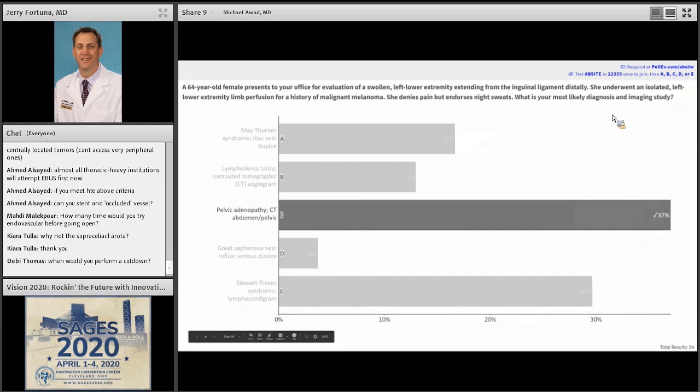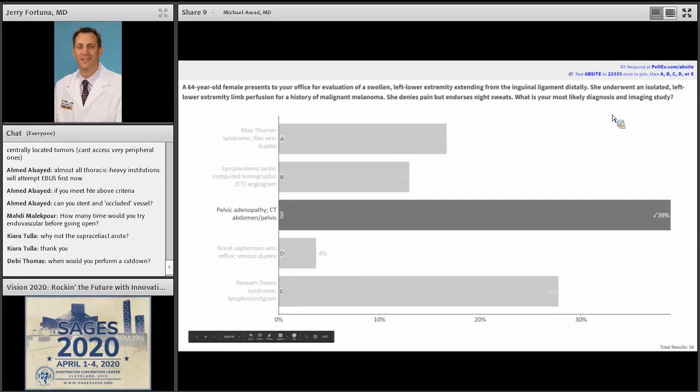Okay, so we're all over the map here again. May-Thurner is chronic occlusion of the left iliac vein. This could be possible in this setting, but with the information provided in the stem, with prior malignant melanoma and lymphadenopathy within the groin, you're looking for compression there. You need to look at where that left common iliac vein is and whether or not you can see it with the ultrasound, and it could be difficult.